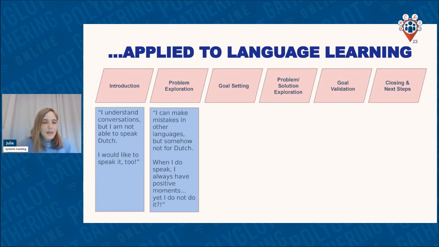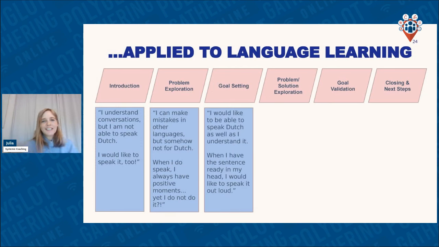I used some of the systemic questions to find out what is happening. First of all, I set my goal, which was being able to speak Dutch as well as I understand it at that time, and getting more specific, because this was still very vague. I was thinking about the situations when I wanted to speak Dutch and I did not.